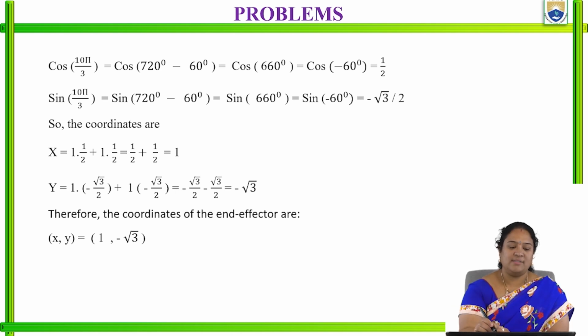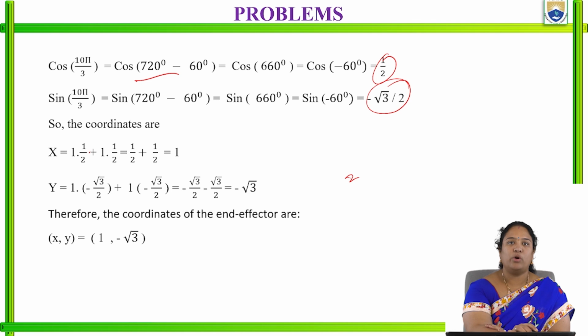Now, when we consider 10 pi by 3, right, cos of 10 pi by 3. Now, what is the angle which we are getting? It is nothing but 600 degrees, that is, close to 2 rotations, right? When it is taking 2 rotations, cos 10 pi by 3 is equal to cos of 720 minus 60, which is nothing but cos 660. That is, cos minus 60 is 1 by 2. And again, sine minus 60 is minus root 3 by 2.